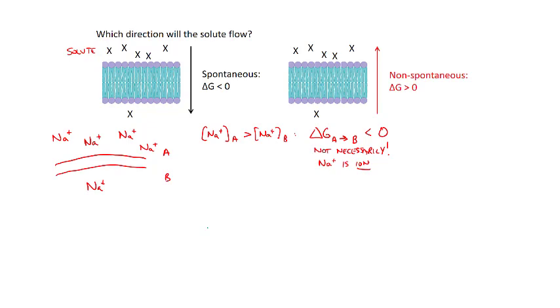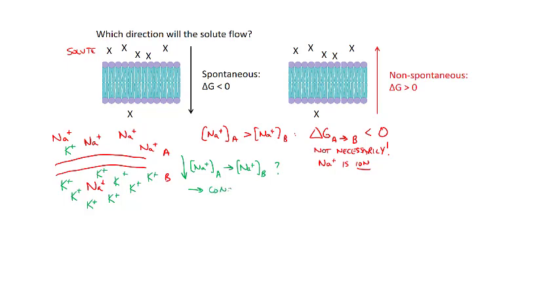Let's assume that in addition to all the sodium, we've also got some potassium ions floating around. And let's say that on side B, even though we've got very little sodium, we've got huge amounts of potassium. So do you think now it becomes spontaneous for sodium to move from side A to side B?